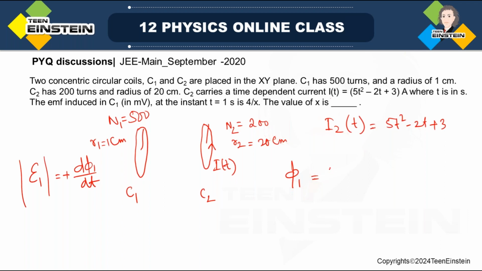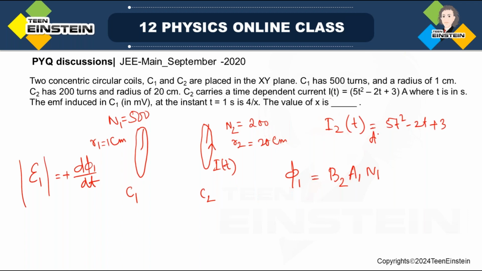That means the current, the magnetic field produced by coil 2, the area of coil 1, and the number of turns in coil 1. This will be the magnetic flux linked to this. Okay, now let us see.